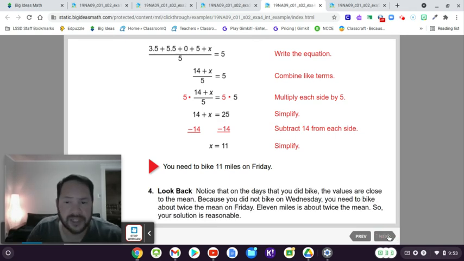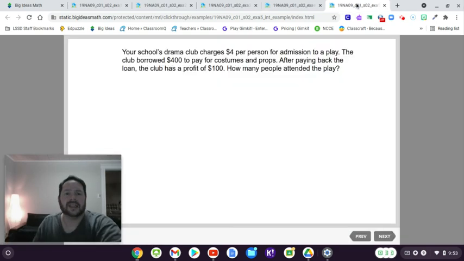Now, you also need to look back and make sure your answer makes sense. In this case, it does. Feel free to read that to see why, if you're not sure. Okay, and now the last example.